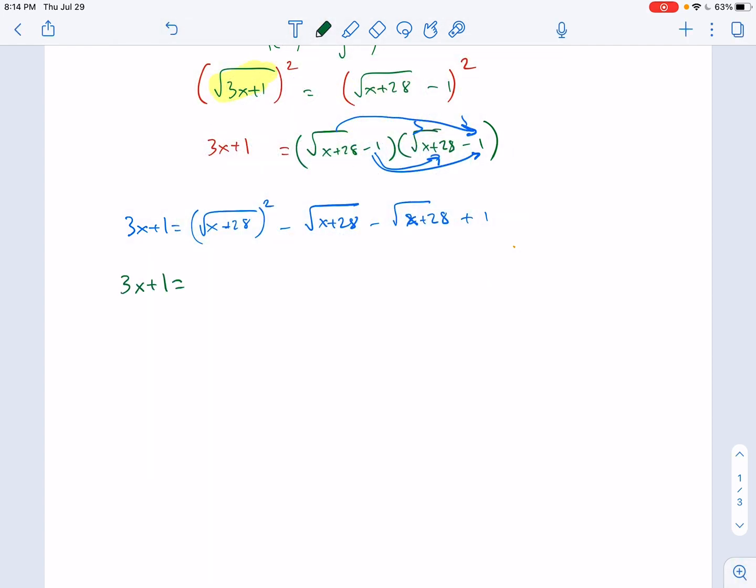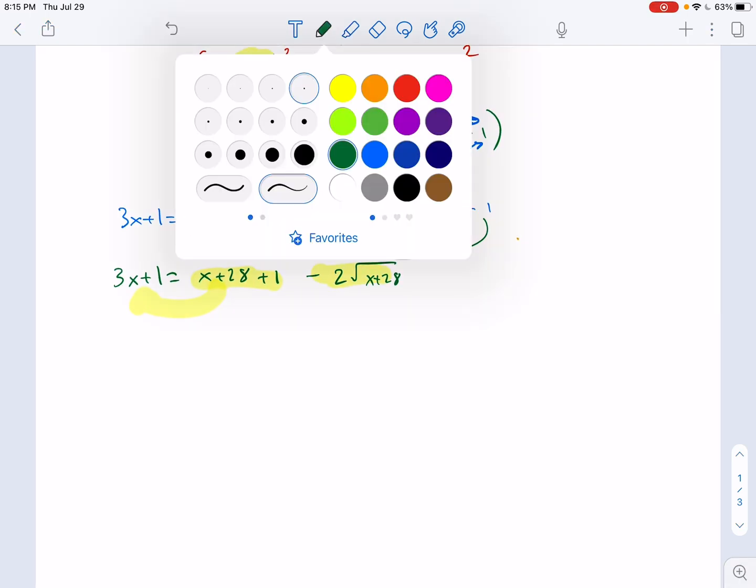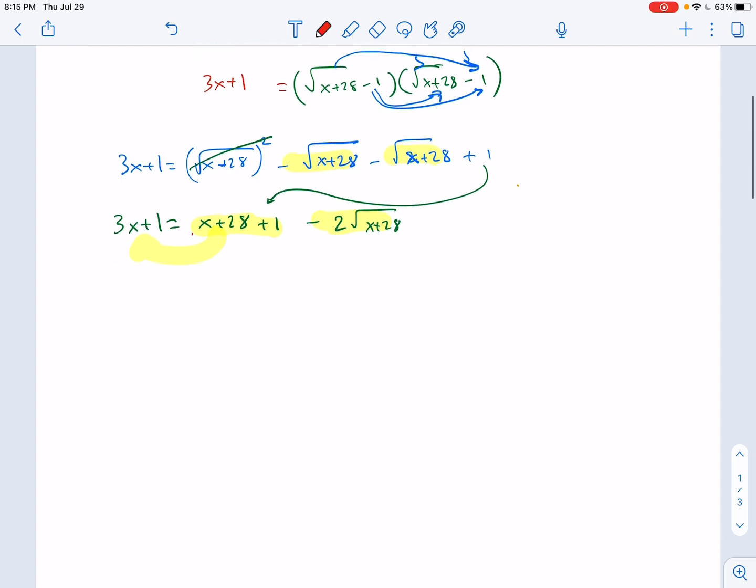Okay, so now we clean it up. 3x plus 1 on the left-hand side. The square root squared cancels, that's just x plus 28, plus 1. Twice of this, because it's minus itself, so minus 2 radical x plus 28. I am going to bring all these terms to the other side and leave this on the right-hand side. So 3x minus x is 2x. Negative 1 minus 1... the 1s cancel each other out, so we just have a negative 28 on the left-hand side. So now we end up with this.